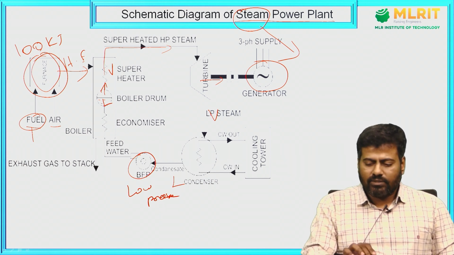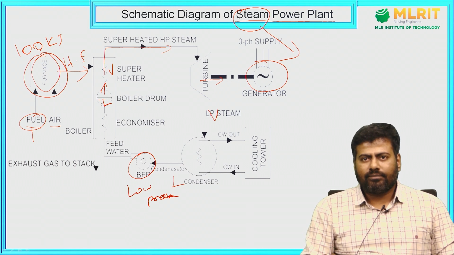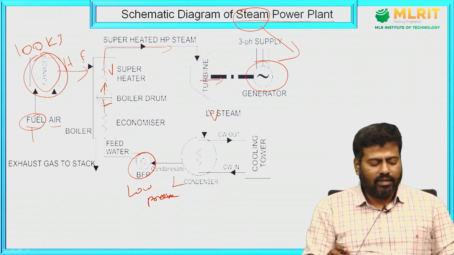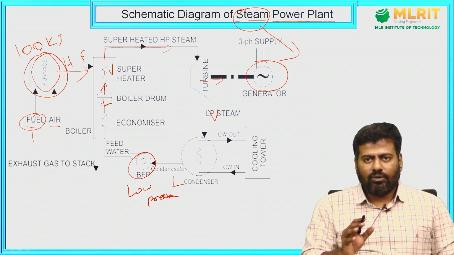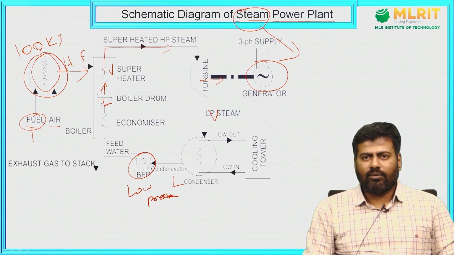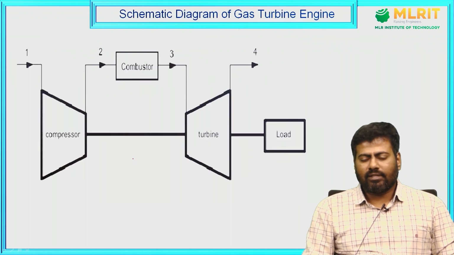So this is how the steam power plant works. This is the basic application we have. With that, we come to know about the energy level and how the energy transfer takes place. See, another example is the gas turbine engine.